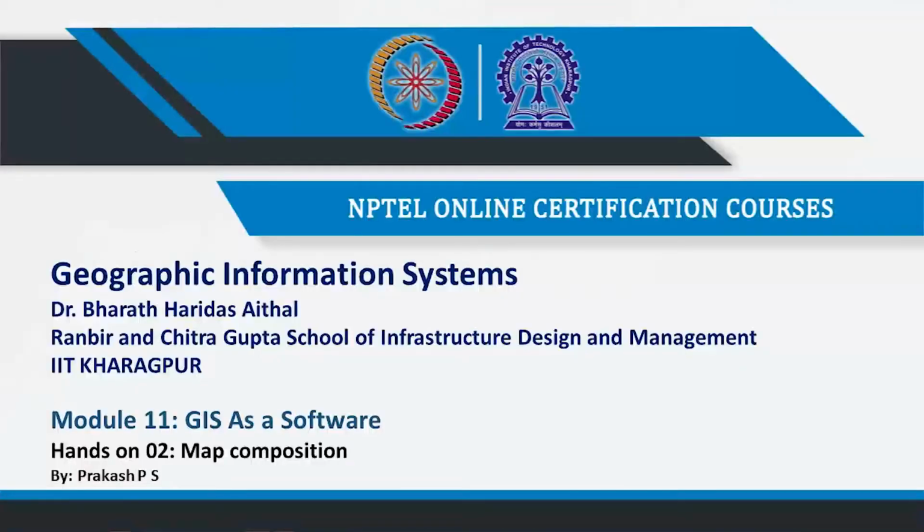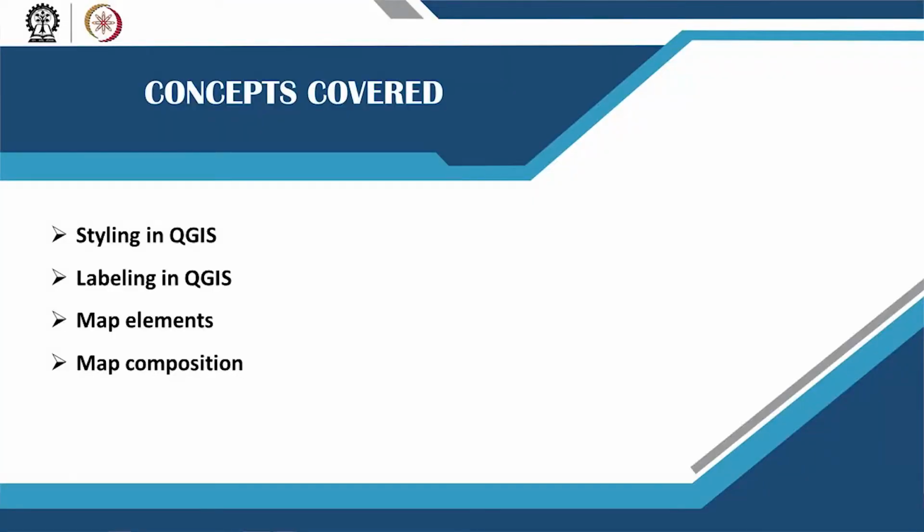Welcome back to the course on Geographic Information System. This is module 11, GIS as a software, and in this hands-on session we are going to look at map composition. So basically in this session we are going to look at composing maps in QGIS, styling it and labeling it, adding map elements to the map composition page, and finally composing the map and exporting it to image or PDF format.